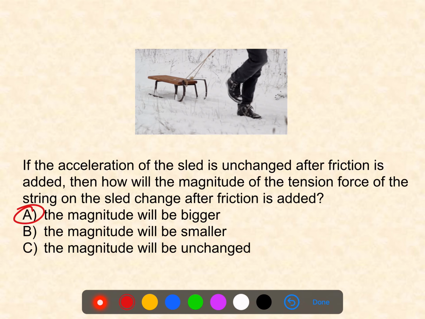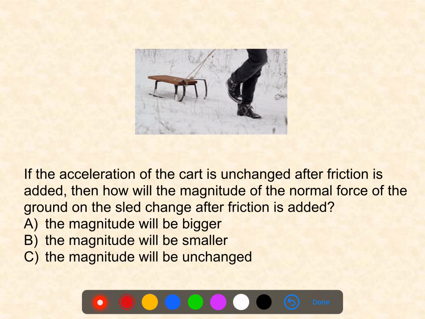Now, the next question may not be quite as obvious, so think about it for a second. If the acceleration is unchanged compared to without friction, what does that mean about the normal force between the ground and the sled, or between the snow and the sled pushing up onto the sled? How will that be changed? So I want you to think about that carefully, and if you would like, it's probably good to draw a free body diagram. So we'll say that this is without friction, and this is with friction.